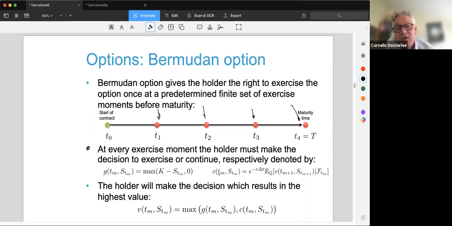And continuation implies you look at the discounted value, just for a time step delta t, e to the power minus r delta t, of the expected value of the option value at a new time point under the risk neutral measure, given that we are now at Tm and we have our knowledge up to Tm. The writer thinks the holder will make the decision which results in the highest value. So the value of the option at time Tm is the maximum of exercising and continuing.